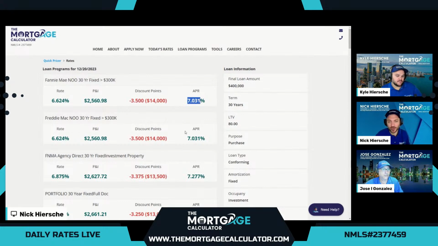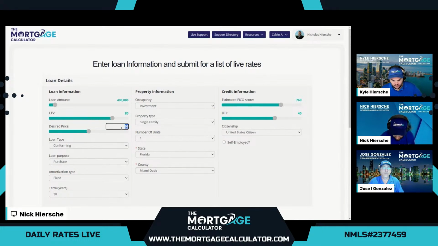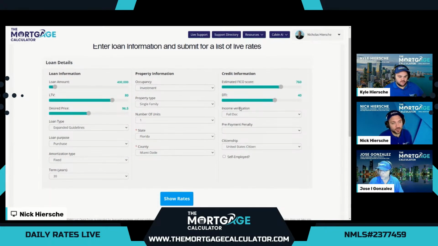However, I recommend all of our customers out there and all of our MLOs also make sure to compare a non-QM example. So for the final demo, we'll compare an investment, 80 LTV, and this time we'll select expanded guidelines, also known as non-QM.